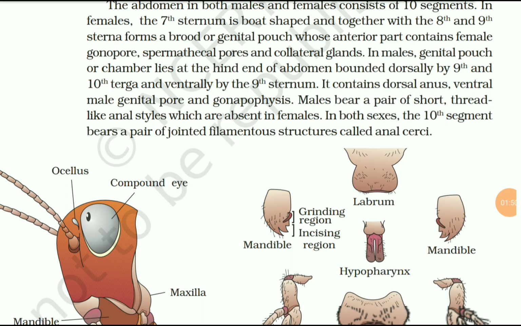Each thoracic segment bears a pair of walking legs. The first pair of wings arise from mesothorax and the second pair from metathorax. The first pair arises from where? Mesothorax, and the second pair from metathorax. Clear?